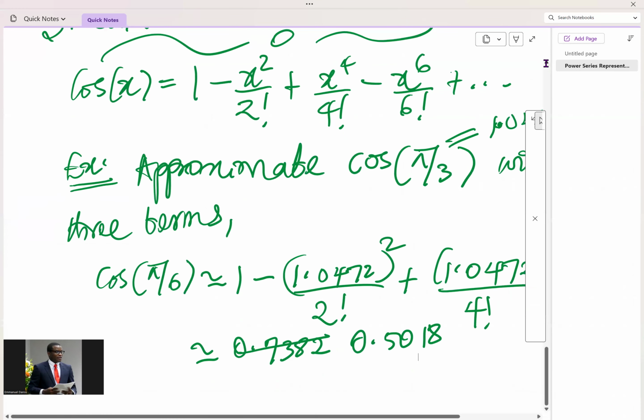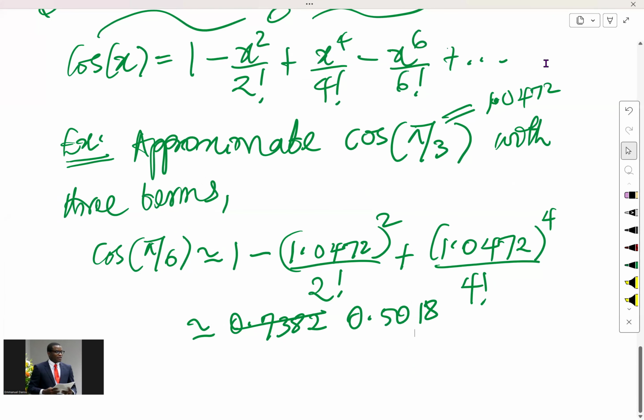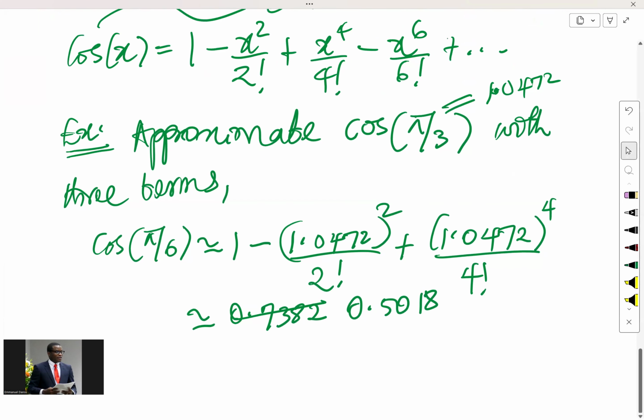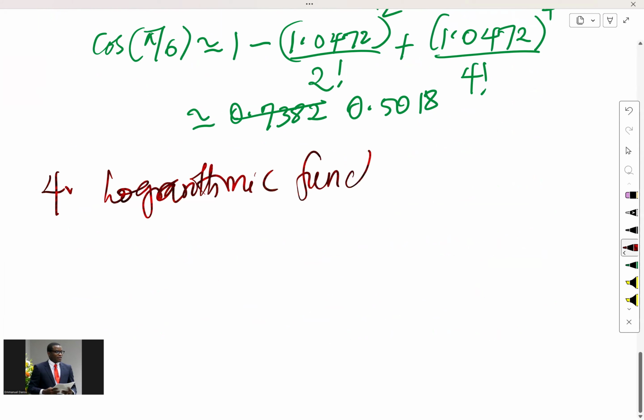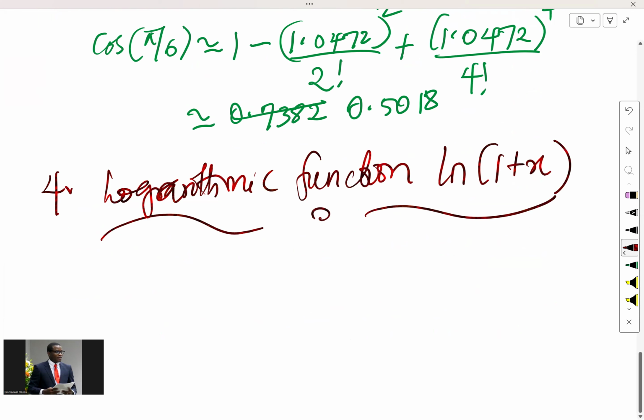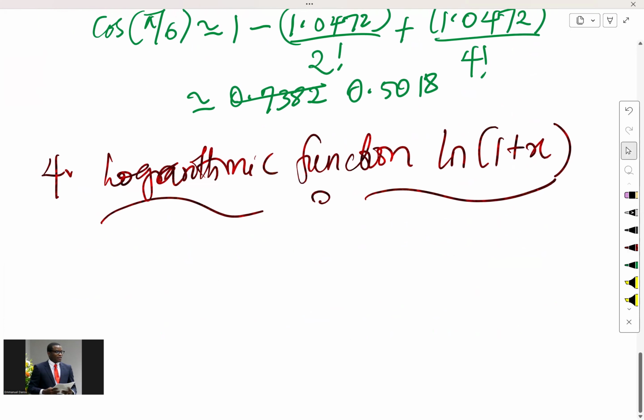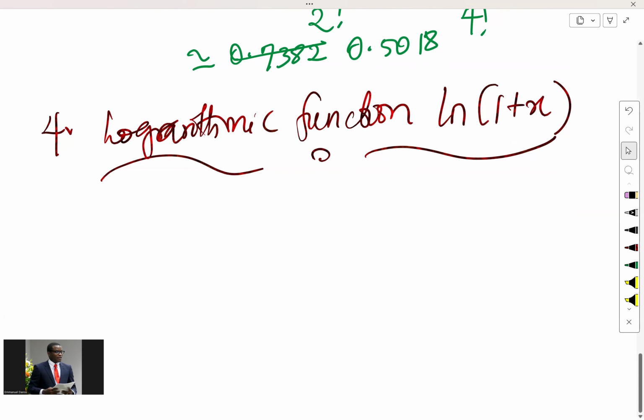So that is about the cosine function. So can we take the log function now? Question number 4, we have the logarithmic function. Say we take ln 1 plus x, for instance. Let's see what that gives us. So ln 1 plus x. Normally, if you're going to do the whole thing, maybe I should even do this. Let me do this since we've not done it before.